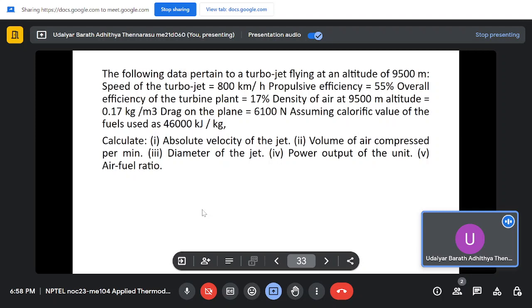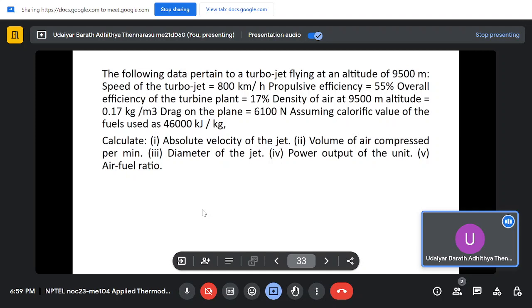Drag is equal to the thrust, because if you assume the aircraft is moving at constant velocity, it is not accelerating, which means there is no net force acting on the plane. So the thrust generated by the aircraft will be equal to the drag on the plane. So the drag force will be equal to the thrust force. The drag on the plane is 6100 Newton, which is equal to the thrust force generated by that plane.